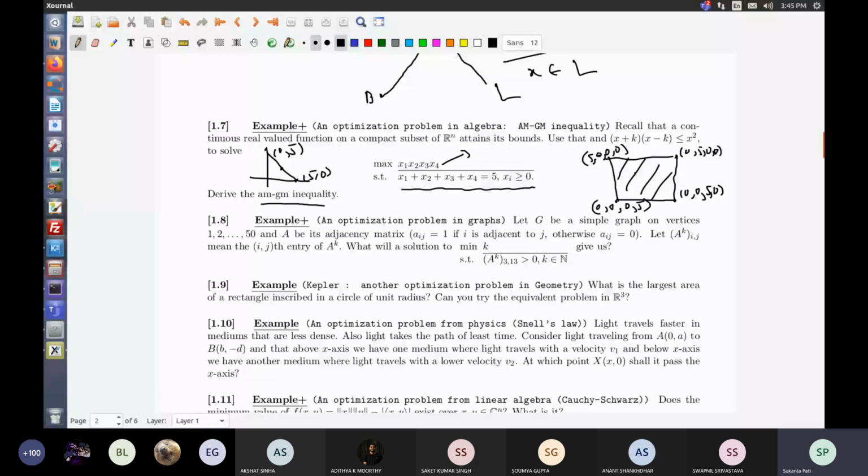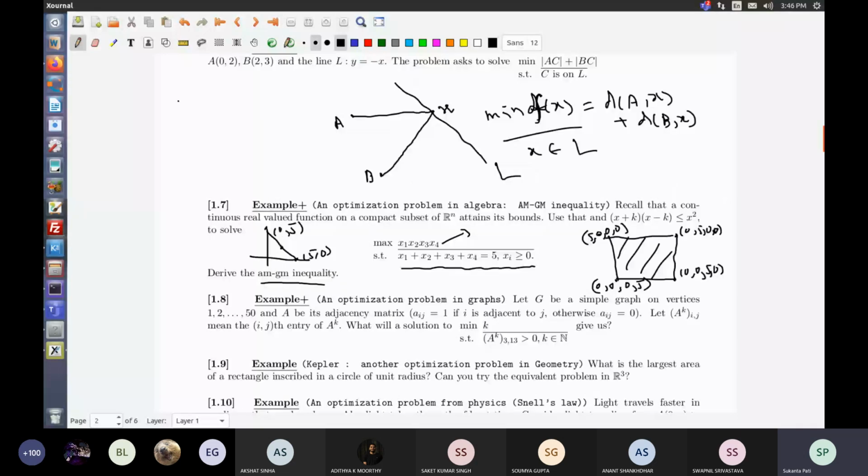Suppose that it attains its maximum at some point, let's say (x1, x2, x3, x4), and assume that x1 is not equal to x2. In that case, what do you do? Assume x1 is not equal to x2.